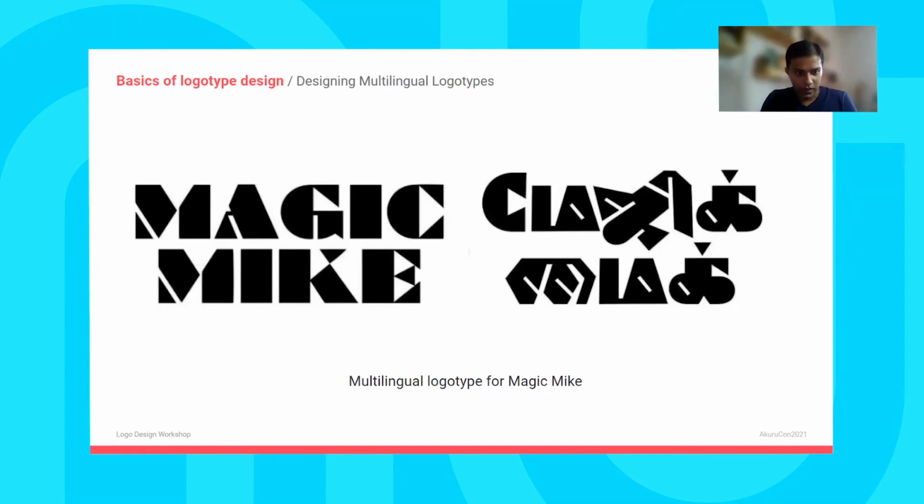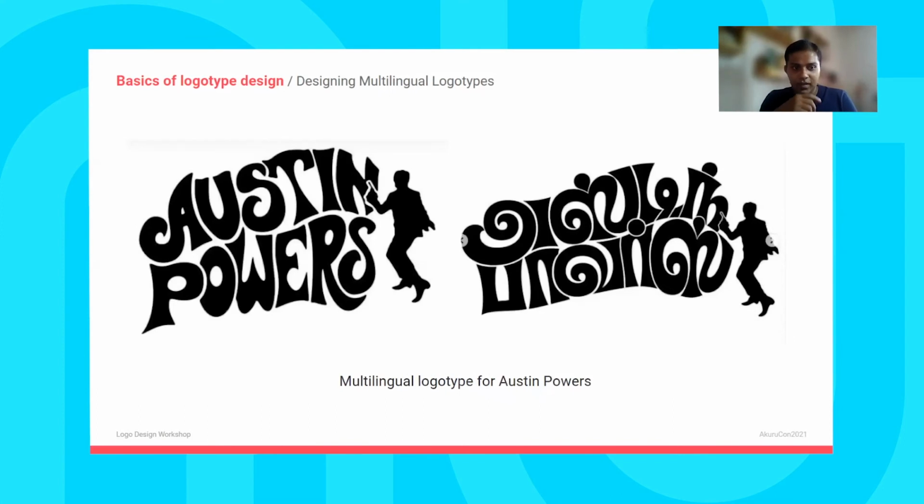Okay, so if you can go to the next one. This one is Austin Powers. Again, the legibility is very important. Even here you can see that Austin Powers has been portrayed in Tamil in a very nice way, so that as soon as somebody sees this logo, they can actually read it, right? So an important element is reading it as a logo type.